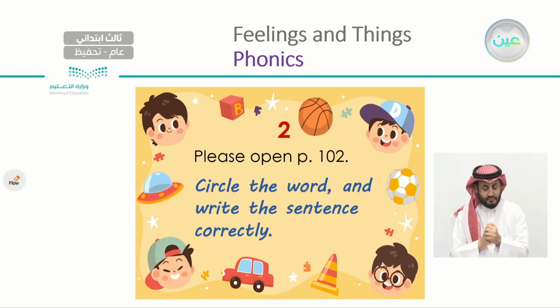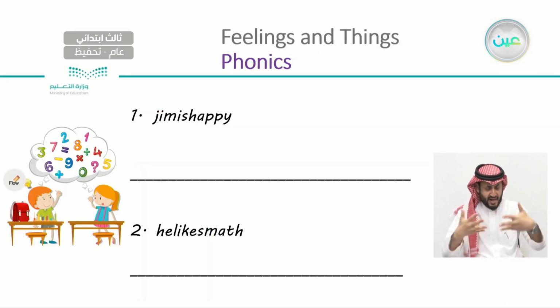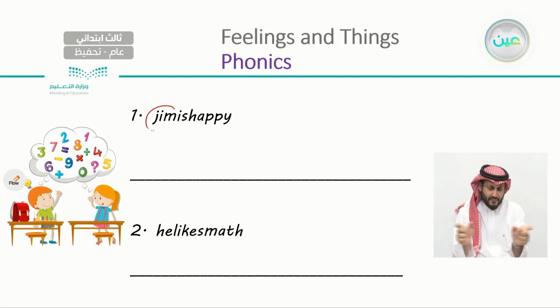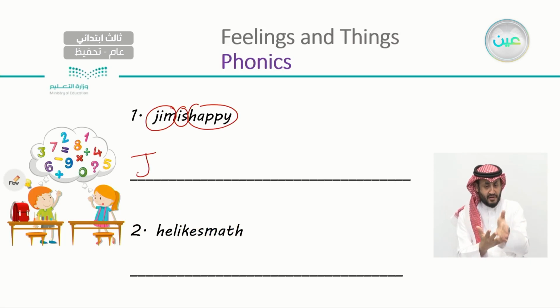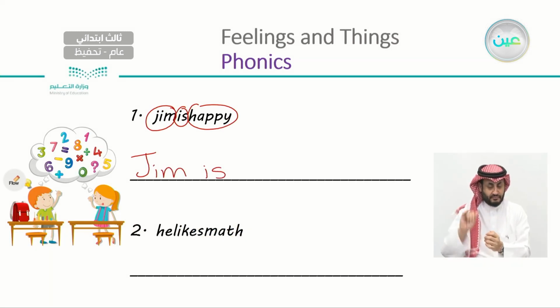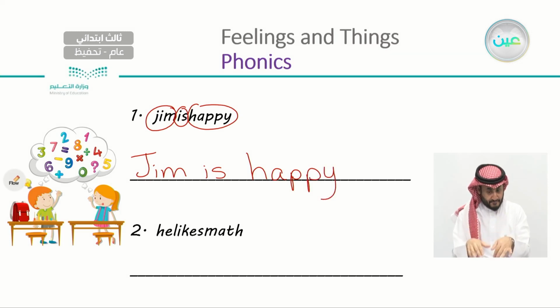Please open page 102. Circle the word and write the sentence correctly. We're going to do exercise number 2. Over here we have Jim is happy. Jim is, see, we leave space between words, right? Jim is happy. Are we finished? No, we add a full stop in the end.